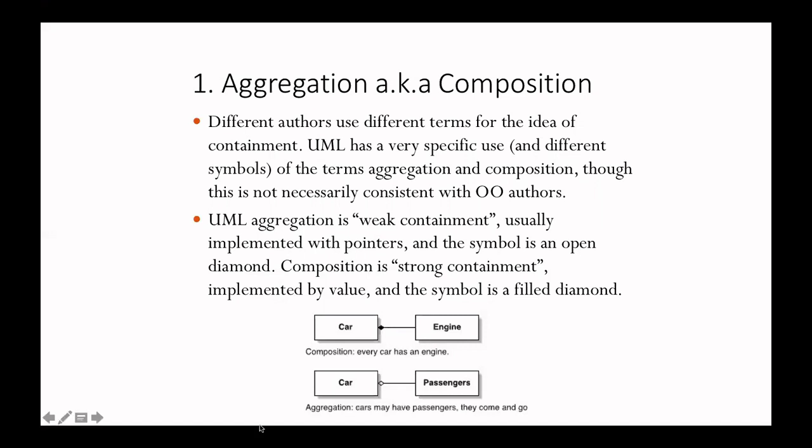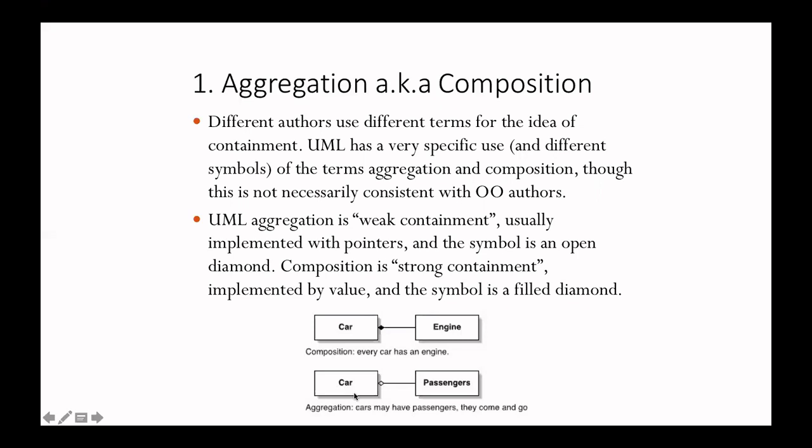These are the two examples shown here. This is an example of composition, with a filled diamond with a line. The car is totally dependent upon the engine. If the engine is not present, then we cannot think about the existence of the car. So composition association is very important.